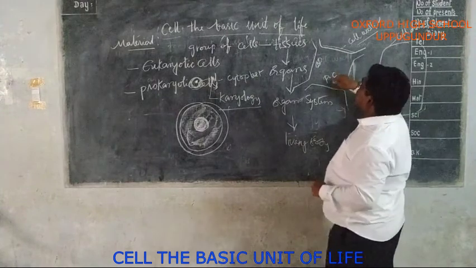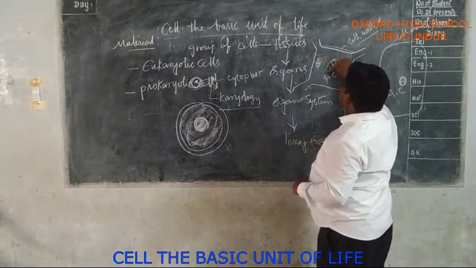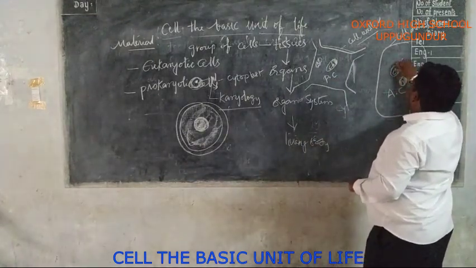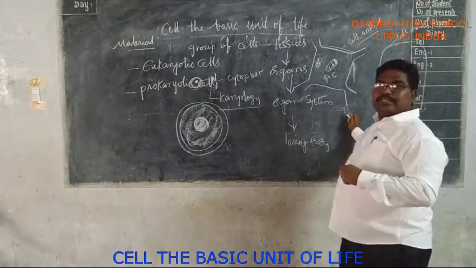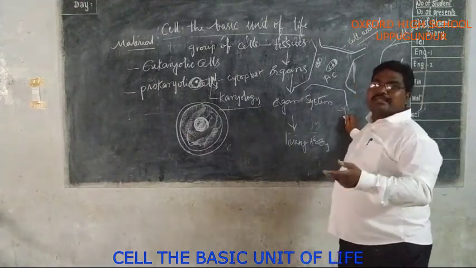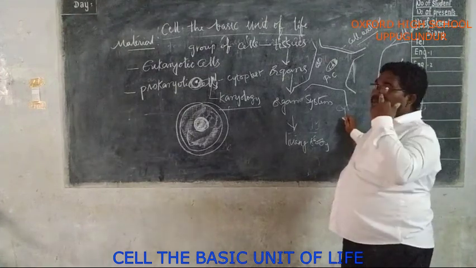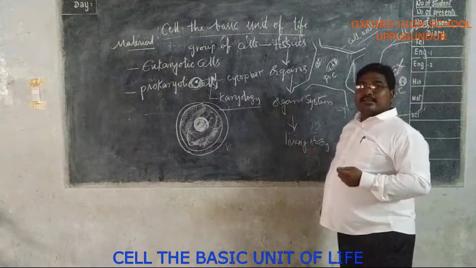In the plant cells, we can find that chloroplast is present. Here, chloroplast is absent. In both cells, mitochondria, ribosomes, Golgi complex and endoplasmic reticulum are present. Everything is present, but only the plant cells contain the chloroplast.